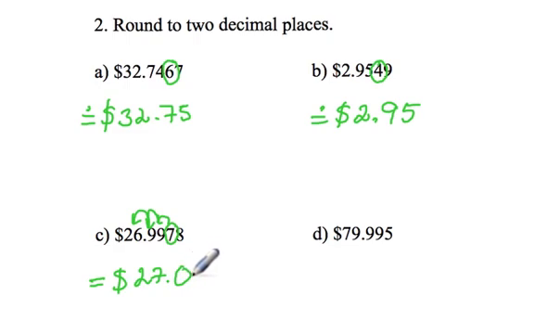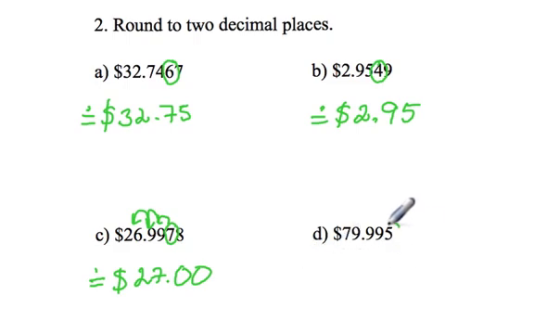$27. Make sure that the answer makes sense. If you're looking at the price that's 26.99 and there are more digits, that makes sense that the price is rounded up to $27.